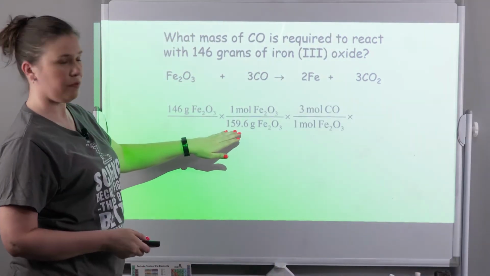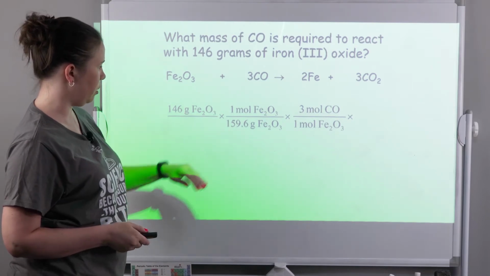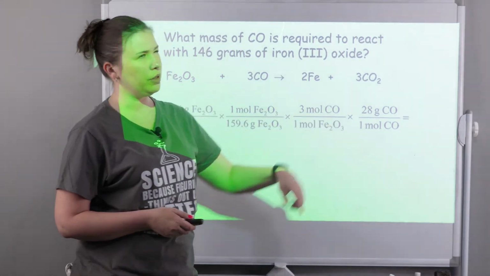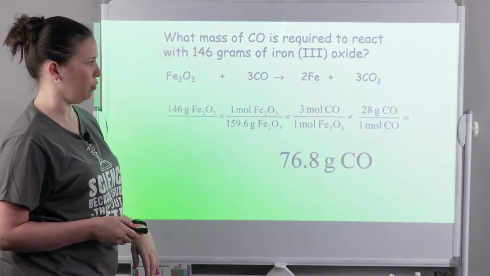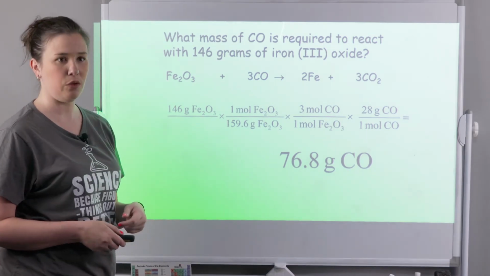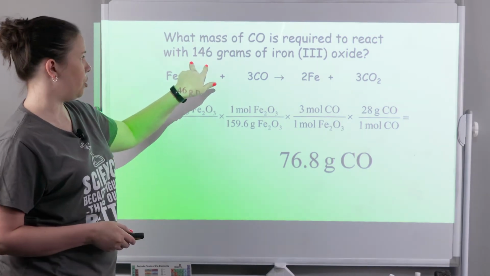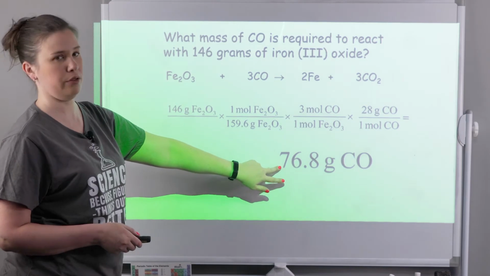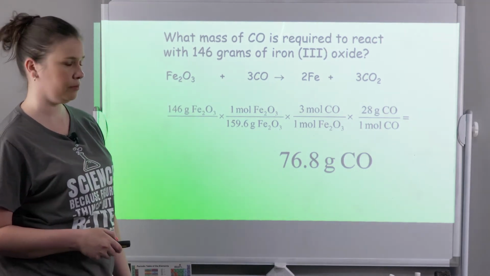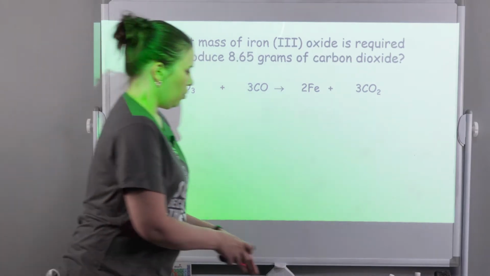So our molar mass of the iron 3 oxide turned out to be 159.60, and then we would have got 28.01 for our molar mass of carbon monoxide, and then final answer, 76.8 grams of carbon monoxide. Notice I started with 3 sig figs, and so my final answer also has 3 sig figs, 76.8 grams of carbon monoxide. Let's try one more.